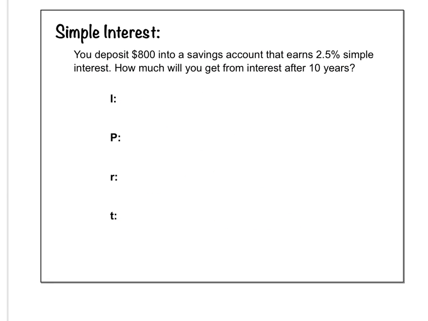So let's actually look into doing an example of simple interest. This problem says you deposit $800 into a savings account that earns 2.5% simple interest. How much will you get from that interest after 10 years? So it's always good to start off by filling in the parts that you were given. So we see you deposit $800 into the account. That right there is your principal amount, that $800. And you earn 2.5% interest.